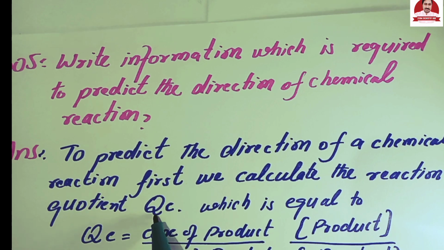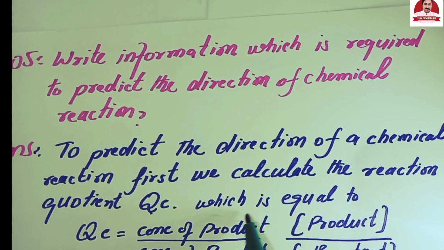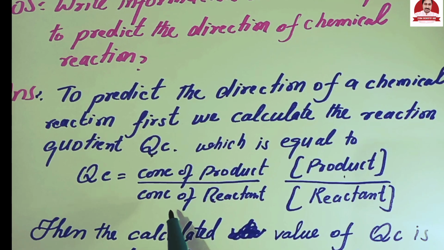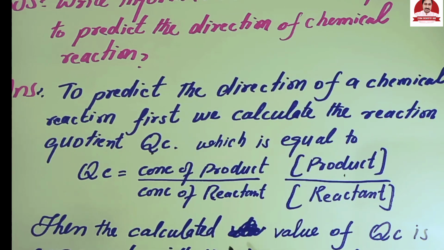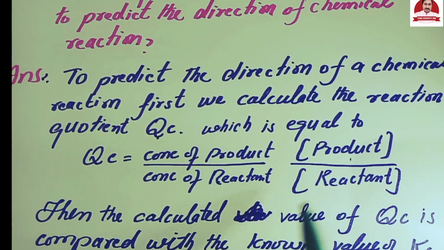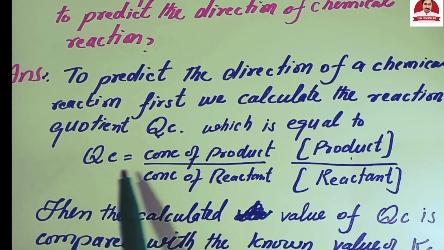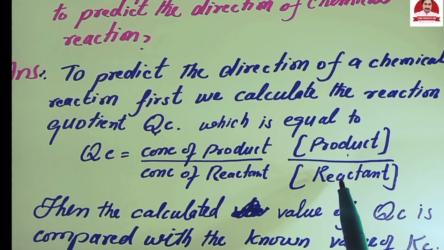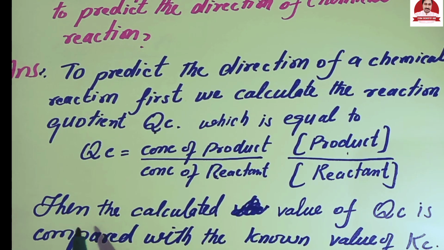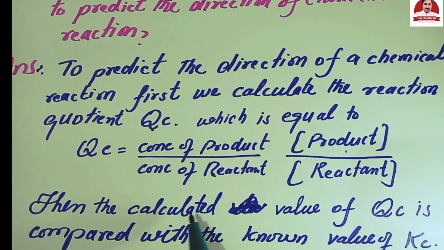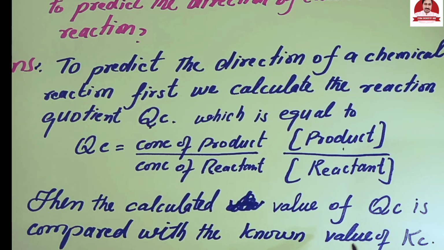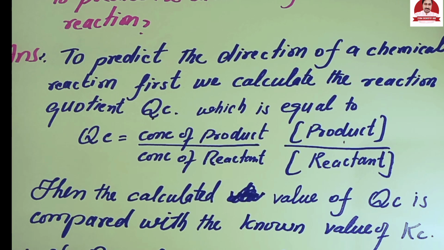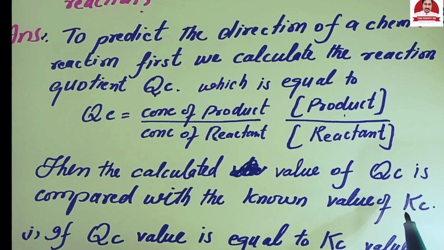So reaction quotient is Q, and reaction quotient is equal to the concentration of the product divided by the concentration of reactant. Then after calculating the reaction quotient, that is the concentration of the product and the concentration of the reactant, the calculated value of reaction quotient is compared with the known value of Kc.